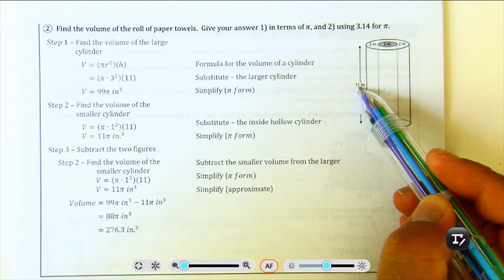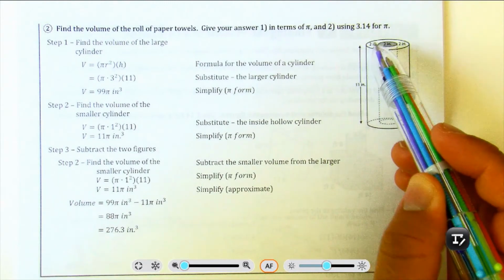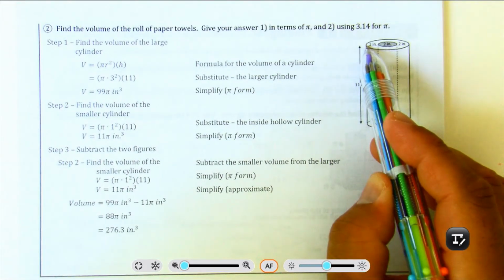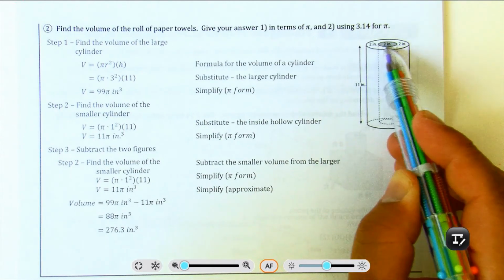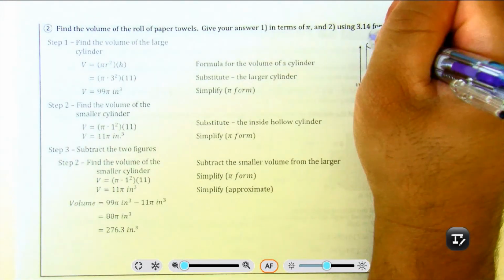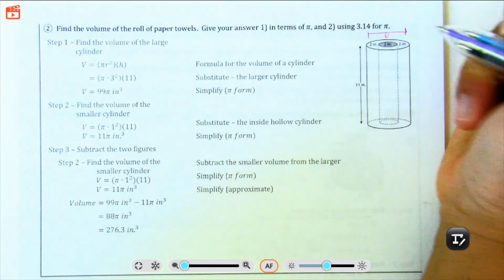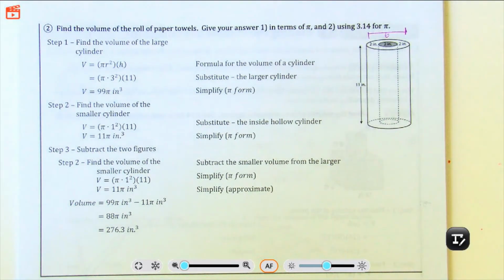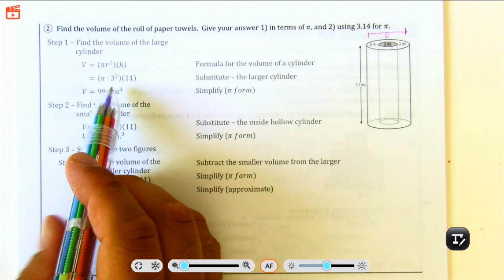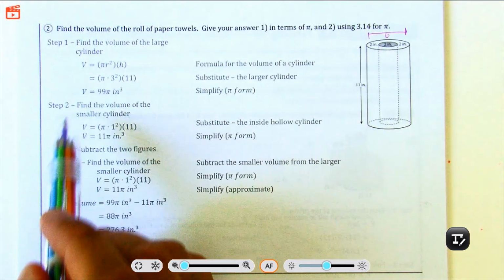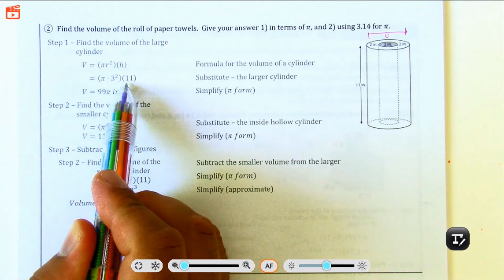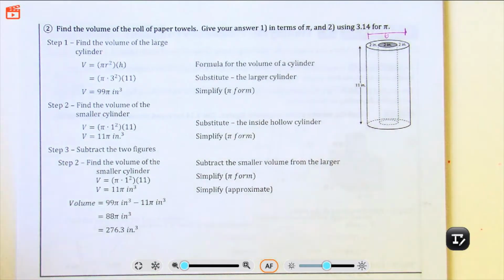Now they tell us that the distance from this endpoint to this point is 2, then this is 2, and then this is 2. So the entire distance of this cylinder is 6, and what we call that is the diameter. If the diameter is 6, then the radius has to be half, which is 3. So we have pi times 3 squared times 11 gives us 99 pi. Now we're going to leave that answer alone and then move on to the next part.